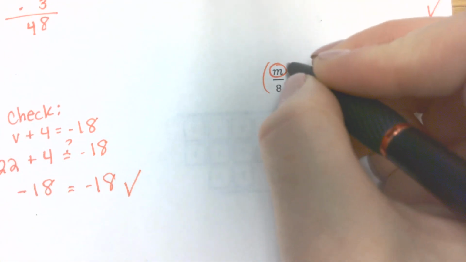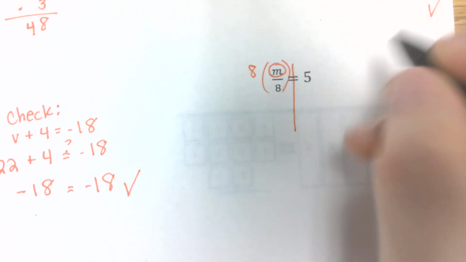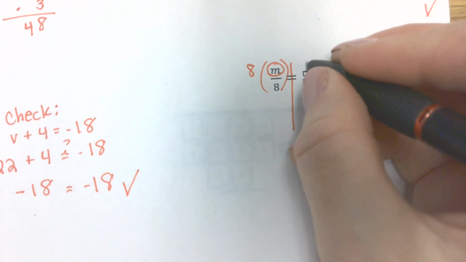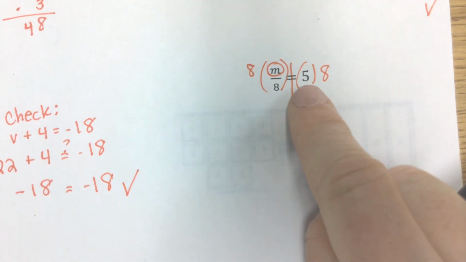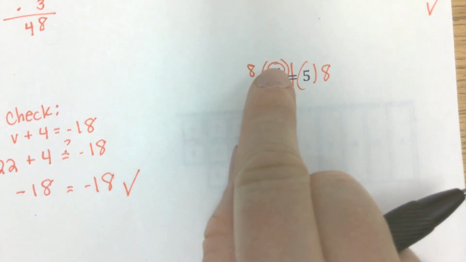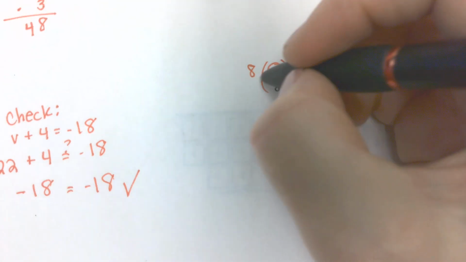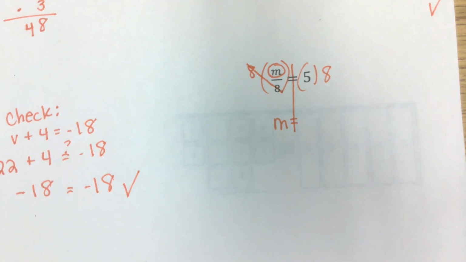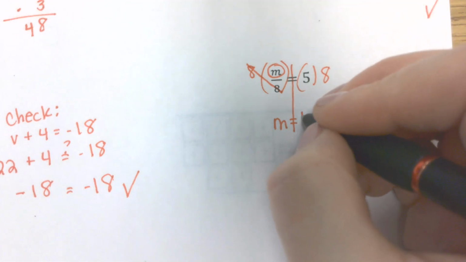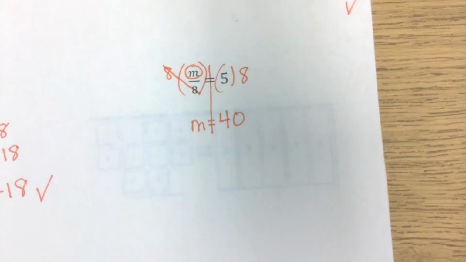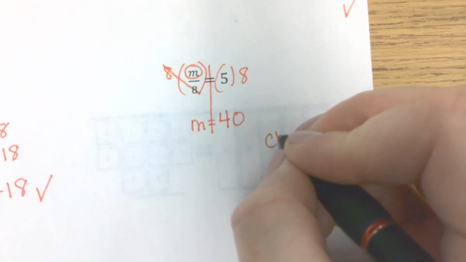Multiplication. Yeah, so I'm going to put this in parentheses and put the 8 kind of in line with the m. Whatever I do to one side, I have to do to the other. So I put parentheses around what I'm multiplying by 8. Now I have 8m over 8. 8 divided by 8 is 1, so I'm able to cross it out. And I get m equals 5 times 8. So m equals 40.